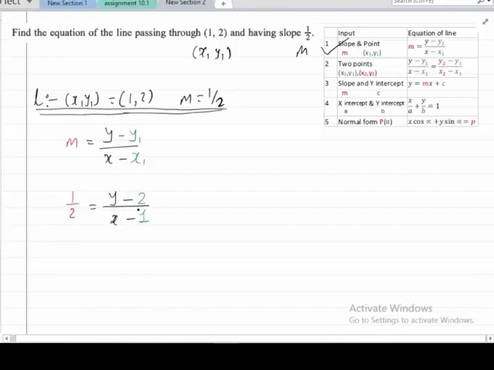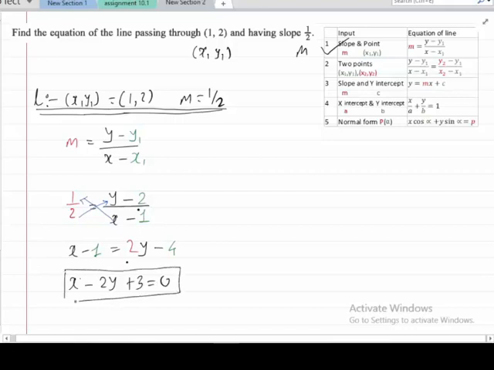Now, to get the proper form of the equation, we have to simplify. Let's cross multiply. So x minus 1 will be x minus 1, and 2 into y minus 2 becomes 2y minus 4. So our equation of line will be x minus 2y plus 3 is equal to 0, which is the required equation of line. Ta-da!